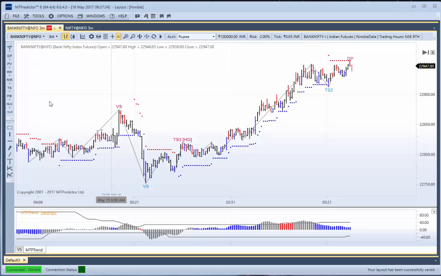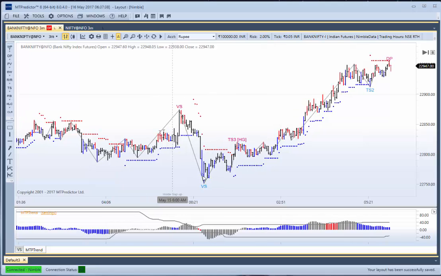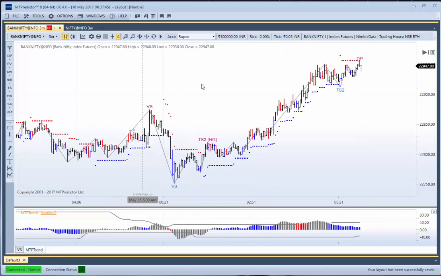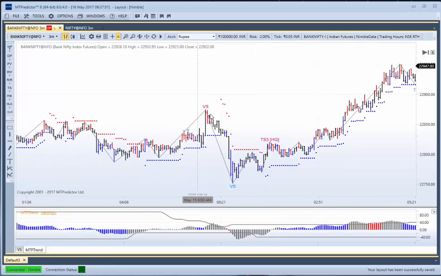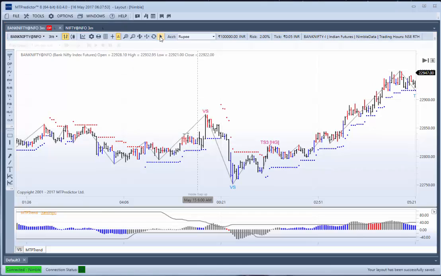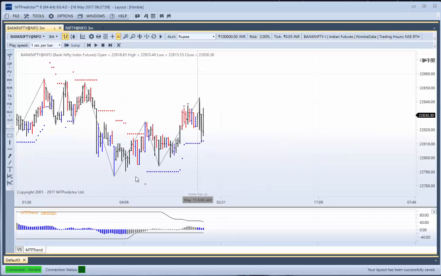Right, what is a volume spike? Well, you can see we had two volume spikes here today, which is Tuesday, May the 16th. We had two volume spikes, one VS sell setup there, one VS buy setup there. So let's have a look at this one. If we use our training mode and come back to here, what is a VS setup?